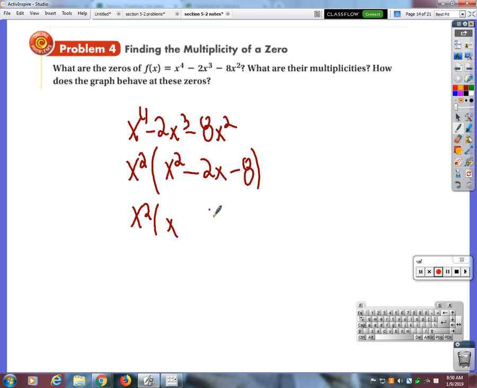Okay, now I have to factor what's left. And so to do that, I need 2 numbers that multiply together to be negative 8 and add to be negative 2. What are those?